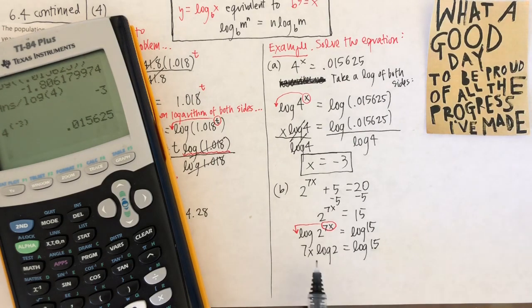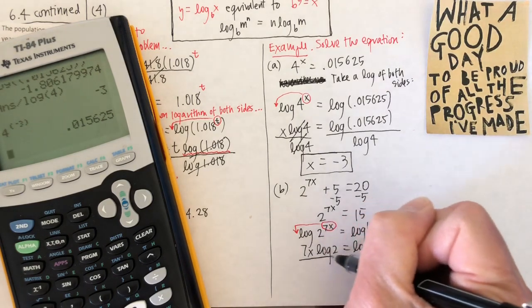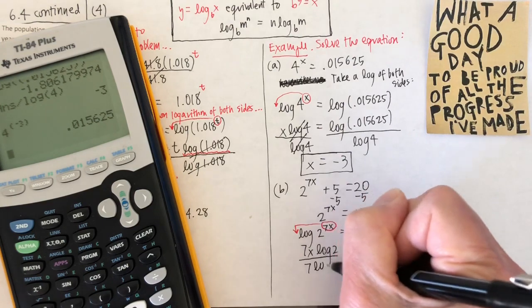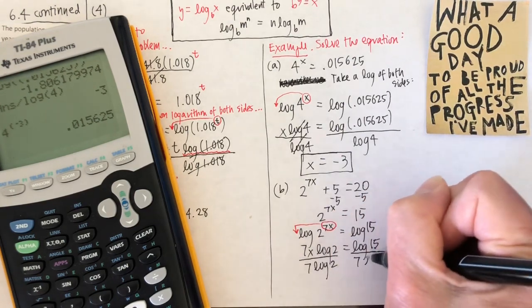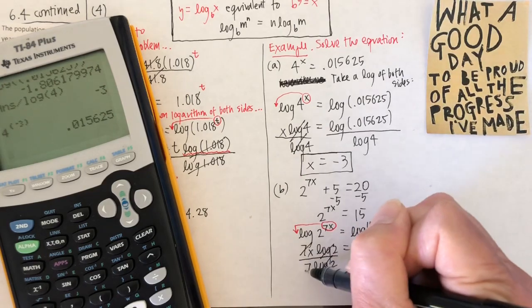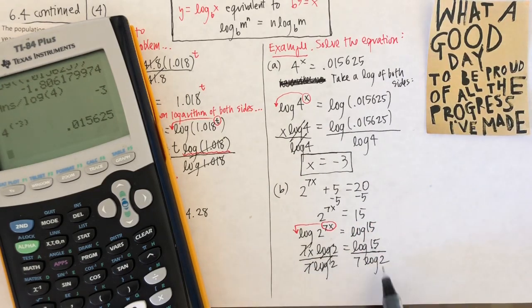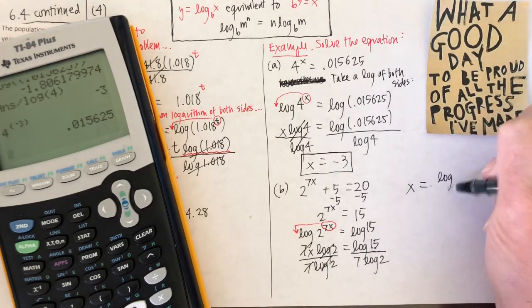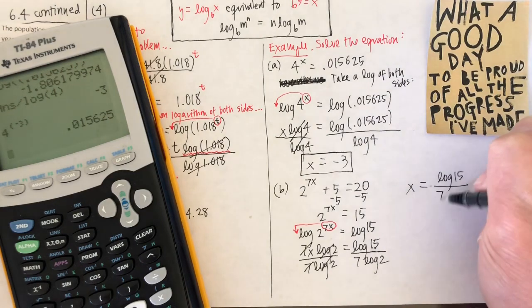Looking good so far. The awesome thing is x is now down out of an exponent, so I can just divide things off and get it by itself. I'm going to divide both sides by, let's see, I have 3 things multiplied together. I'm going to divide by 7 times log of 2, both sides. These cancel, this cancels. I'm left just with an x here. So x equals log of 15 divided by 7 log of 2.